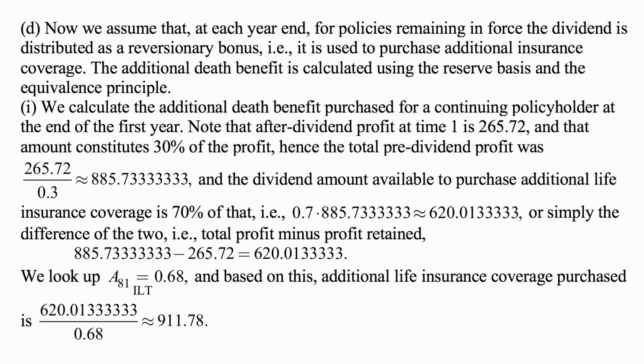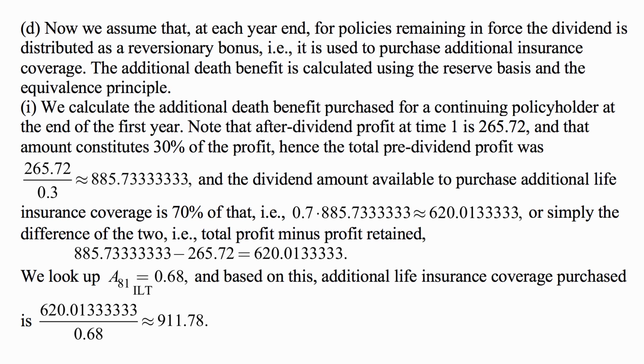Note that the after-dividend profit at time 1 is 265.72, and that amount constitutes 30% of the profit because the dividend was 70% of the profit. Hence, the total pre-dividend profit was 265.72 divided by 0.3, or approximately 885.733, and so on.